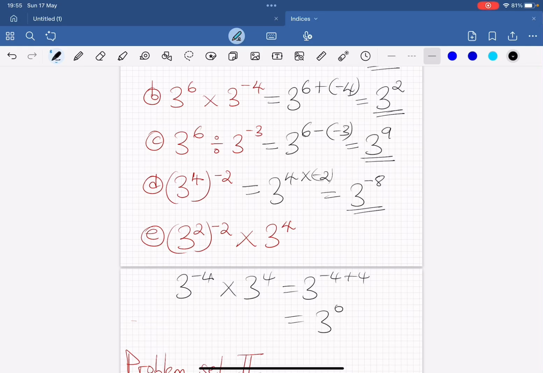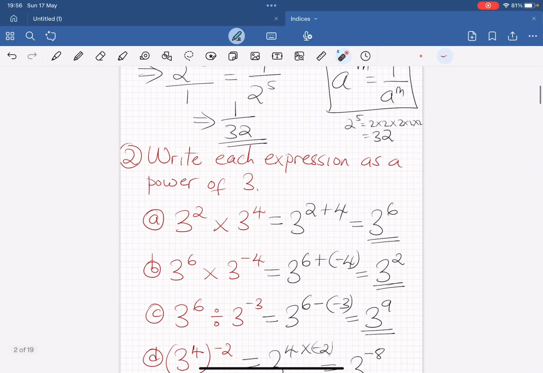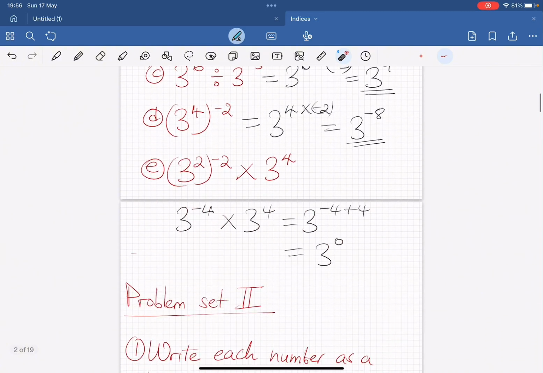Now, we have to be careful. I know that one can get carried away and say that the answer is 1. Even though such a person would be correct, you have to remember that the original instruction in the question was saying each expression should be written as a power of 3. So it means that we are going to end at 3 to the power 0.